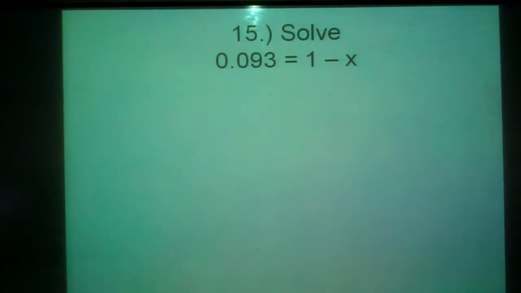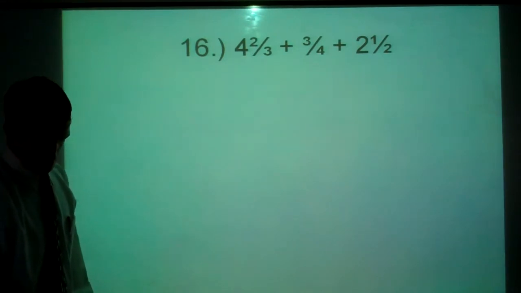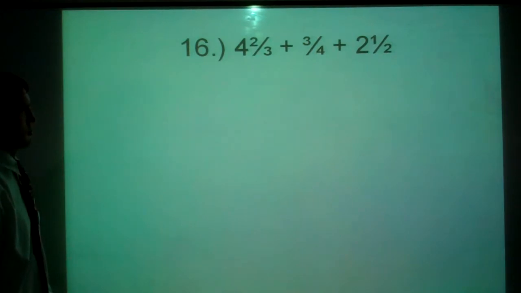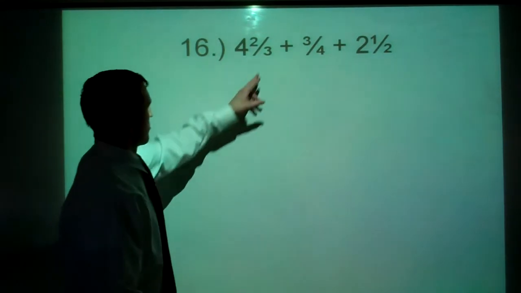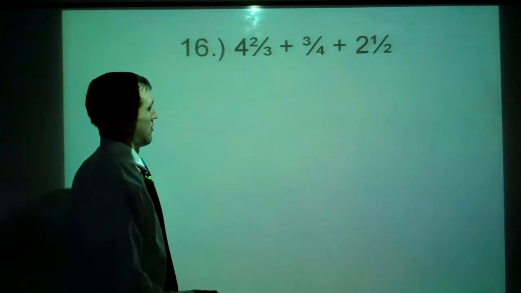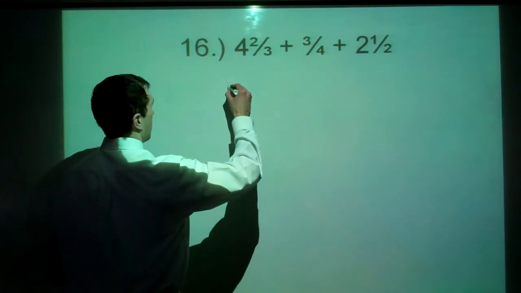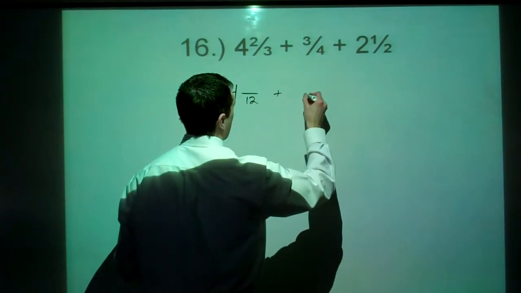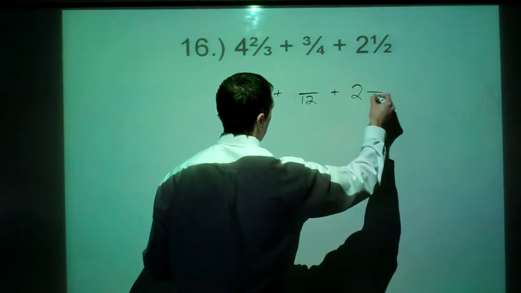I want to see how much time we have here. We're running close. Okay. So we'll go through these ones pretty quick. 4 2/3, 3/4 plus 2 1/2. So we're adding all these together. We need a common denominator. So 3, 4, and 2. Common denominator between those. How about 12? That's a good one. So this would be 4 and something over 12 plus something over 12 plus 2 and something over 12.